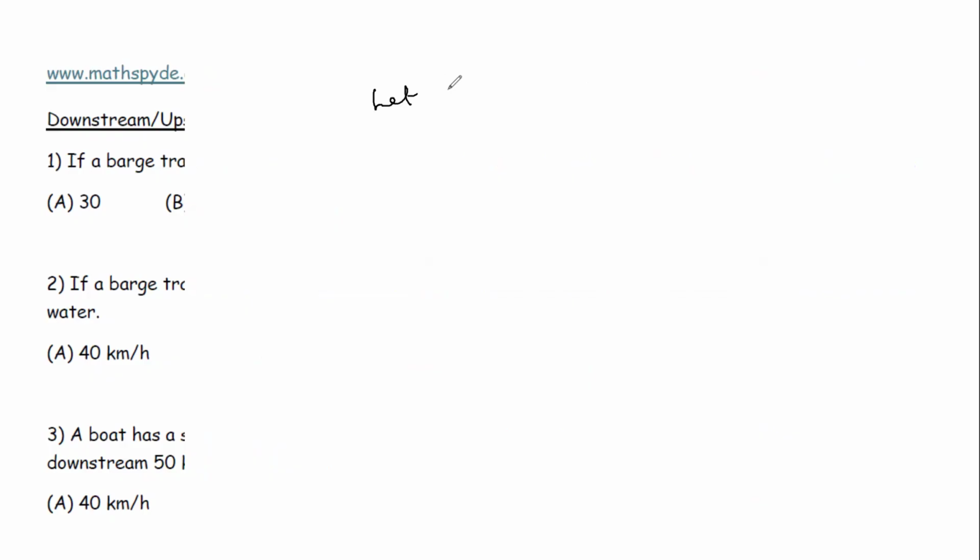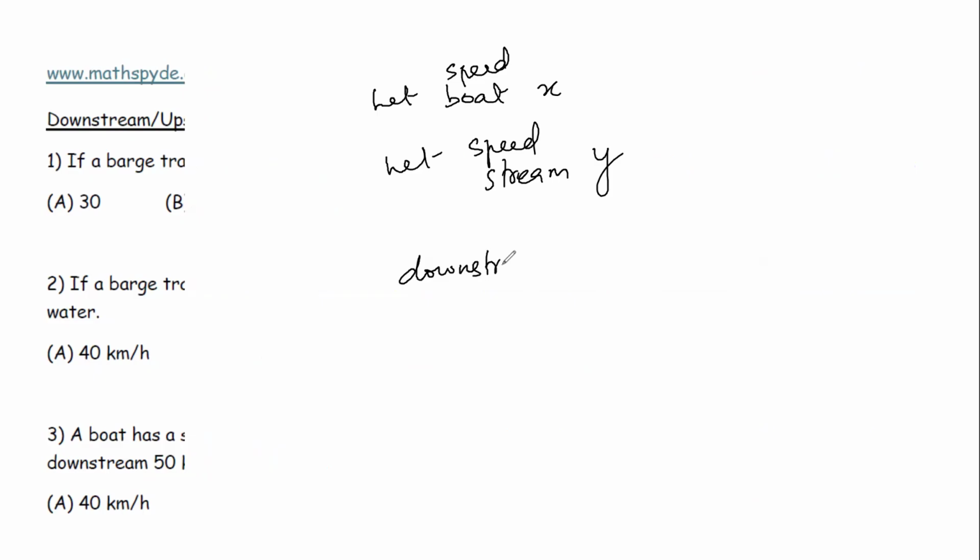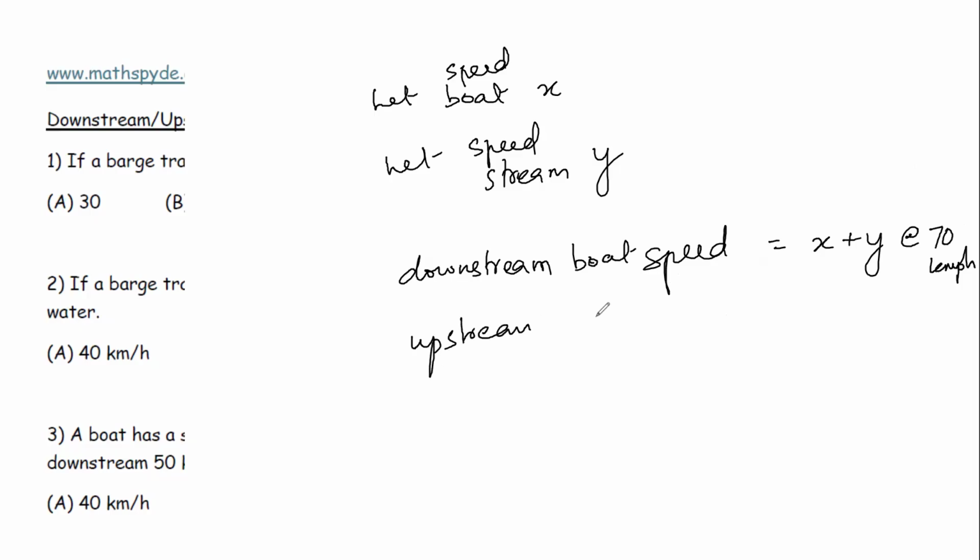So let speed of boat be x. Let speed of stream be y. So when it's going downstream, boat speed is equal to x plus y, and that is given as 70 kilometers per hour. And upstream, boat speed is equal to x minus y, and that is given, I think, as 50 kilometers per hour. Okay, and that's about it.